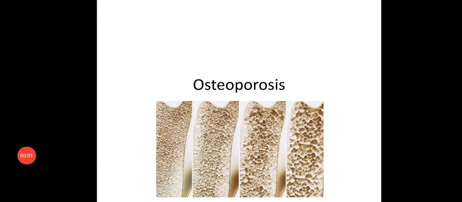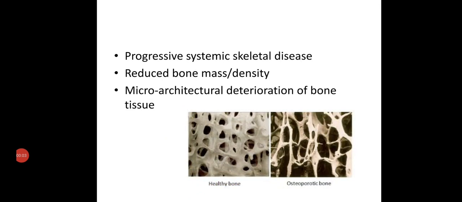Hello all, today we will discuss osteoporosis. Osteoporosis is a progressive systemic skeletal disease due to reduced bone mass or bone density, and microarchitectural deterioration of bone tissue occurs. Here we can see in the picture a healthy bone compared to the osteoporotic bone.